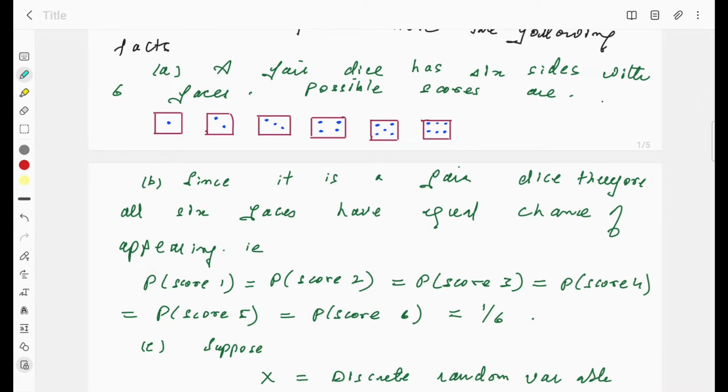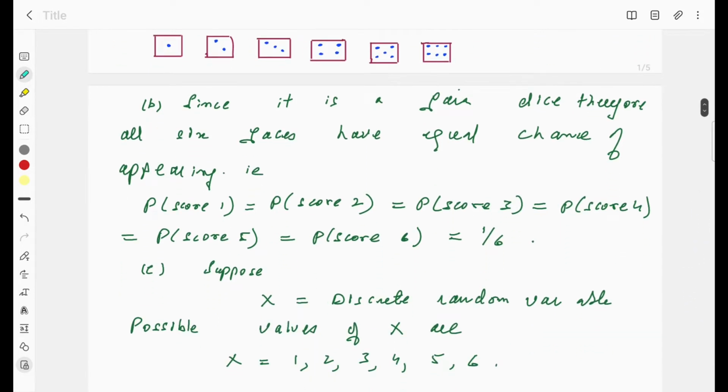I can say the probability of getting 1 is equal to the probability of getting 2, which is equal to the probability of getting 3, 4, 5 and 6. All have equal chances, and the probability is 1 over 6. In this situation, the discrete random variable is capital X, and X takes the values 1, 2, 3, 4, 5, 6.